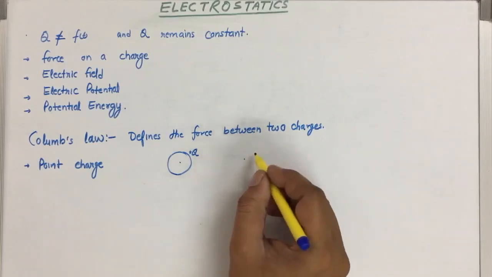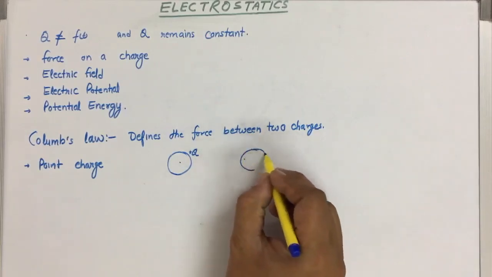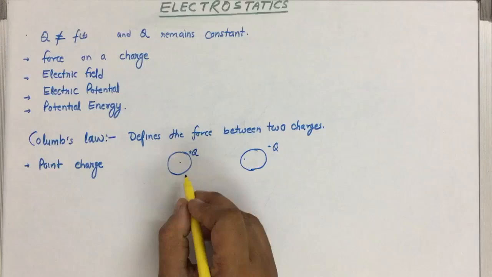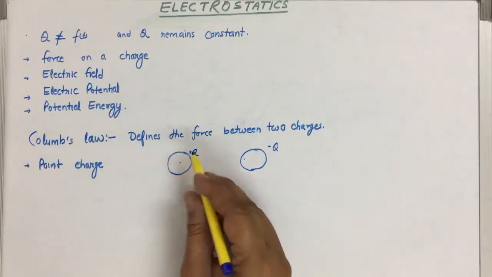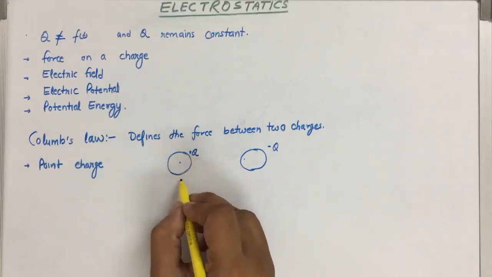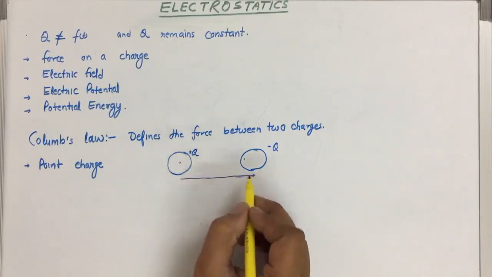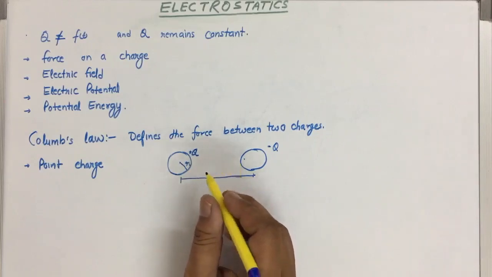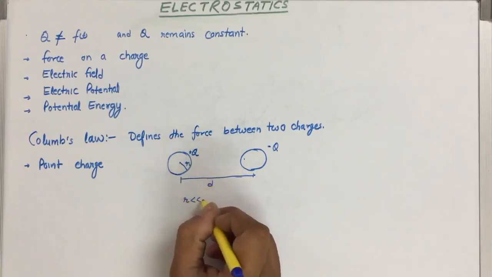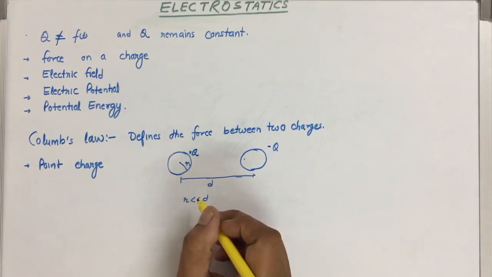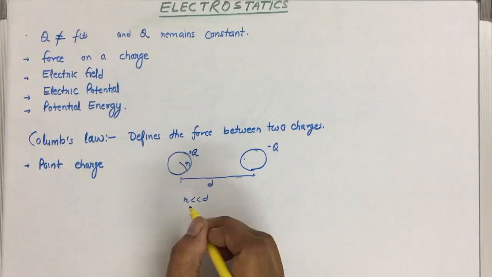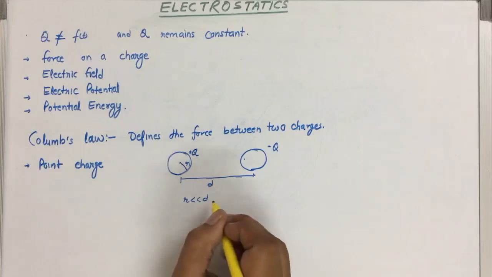Or if there are two charges, for example positive Q, negative Q, and the distance between these two is d, radius is r. If r is less than d, again it is considered as point charge.